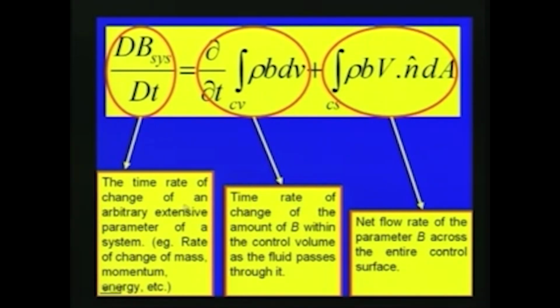So, the time rate of change of an arbitrary extensive parameter of a system is equal to the time rate of change of the amount of B within the control volume as the fluid passes through it, plus the net flow rate of the parameter B across the entire control surface. So, this theorem is very useful in many of the fundamental developments of the fluid flow theories and principles.